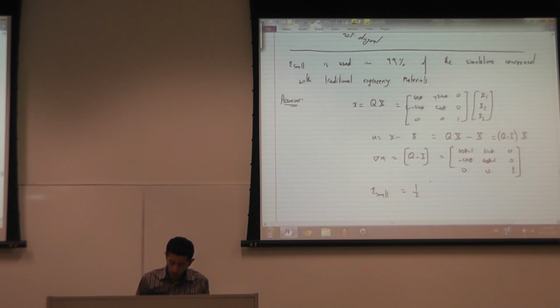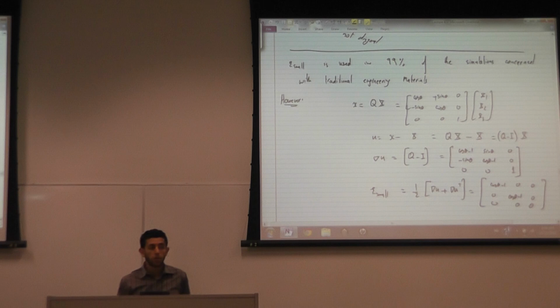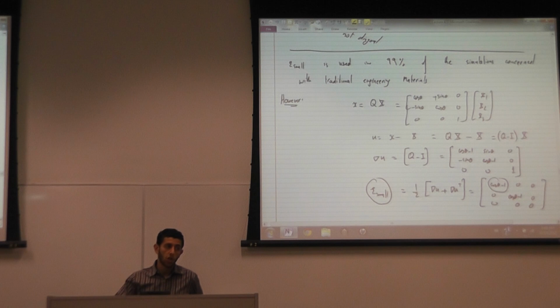The small strain matrix is equal to half the gradient of u plus the gradient of u transpose: cosine theta minus 1, sine theta minus 1, 0, 0, 0, 0. So what does this tell me? As an object is rotating, if theta is small, I will predict very small strain. When theta is very close to 0, the numbers are going to be very close to 0. But once an object starts rotating with large deformations, you're going to start to see very large values of the strain.